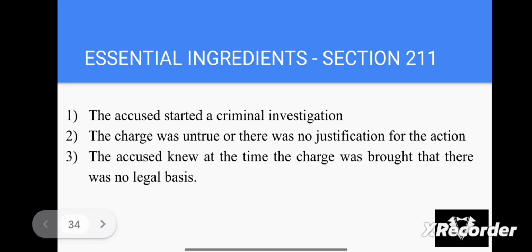The essential ingredients of Section 211 are: the accused started a criminal proceeding. The charge was untrue or there was no justification for the action. The accused knew at the time the charge was brought that there was no legal basis.